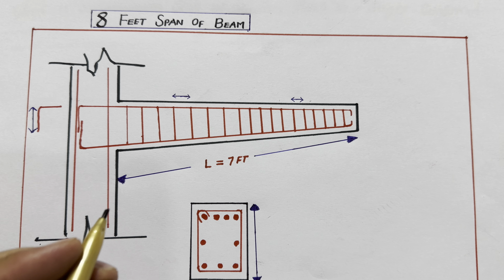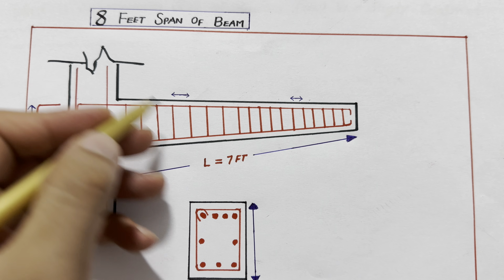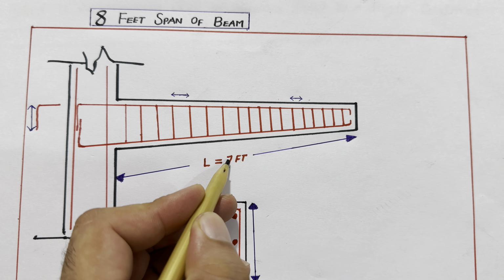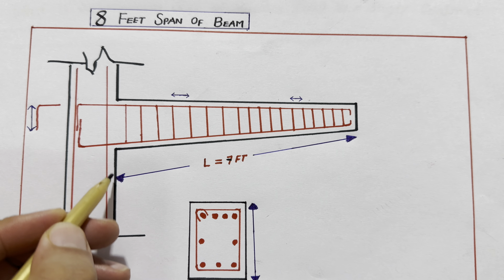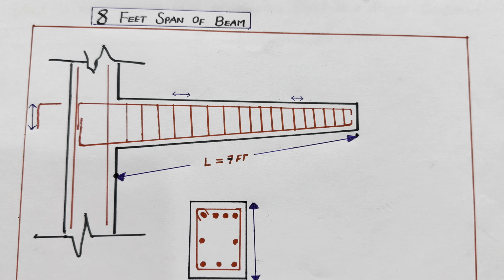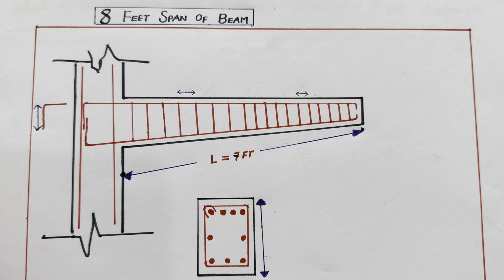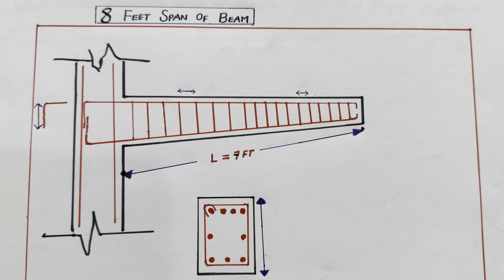Guys, you can see the span is from 7 to 8 feet. Suppose this is 7 feet. From this point to the free end, this is 7 feet or 8 feet. First of all, I will tell you the size of the beam, the cantilever beam. What should be the size of the cantilever beam.